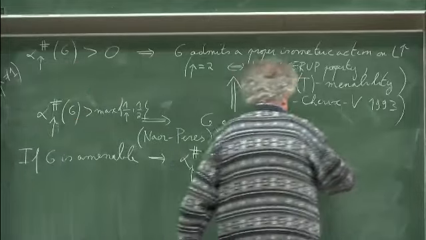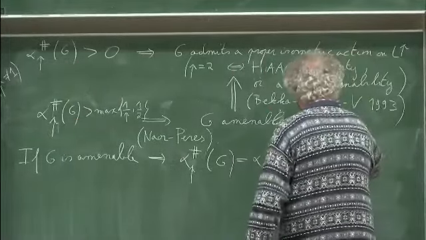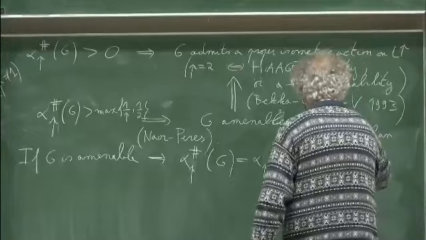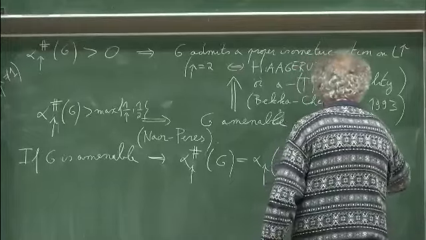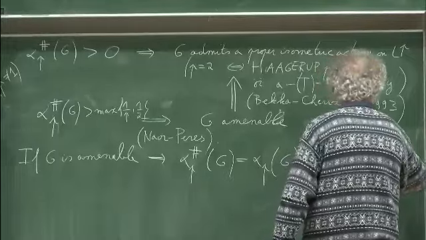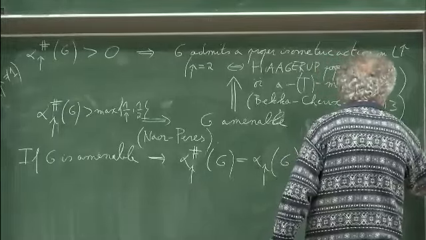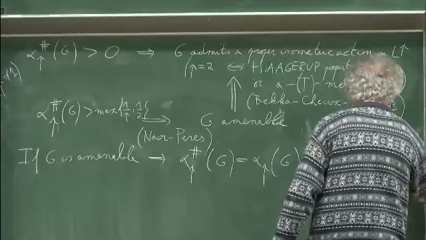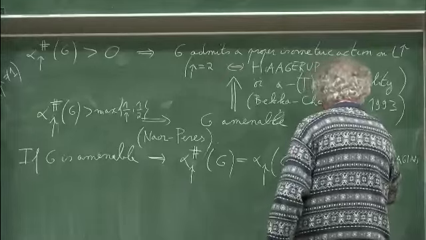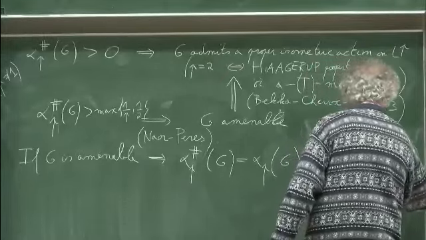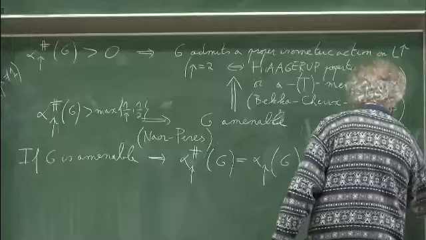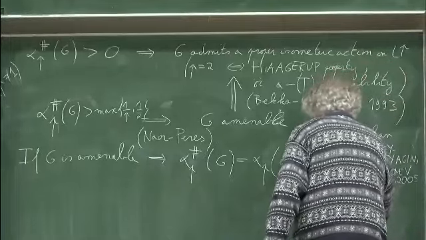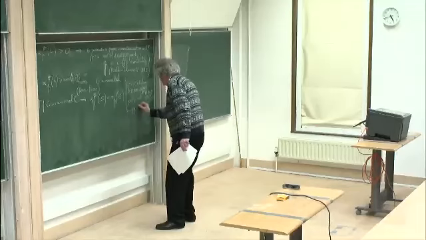And this result has a long history. For p equals 2 and G abelian, this goes back to a paper by Aharoni, Maurey, and Mityagin. For p equals 2 but G arbitrary, this is a result by Gromov in 2005. And for p arbitrary, this is a recent result by Naor and Peres.